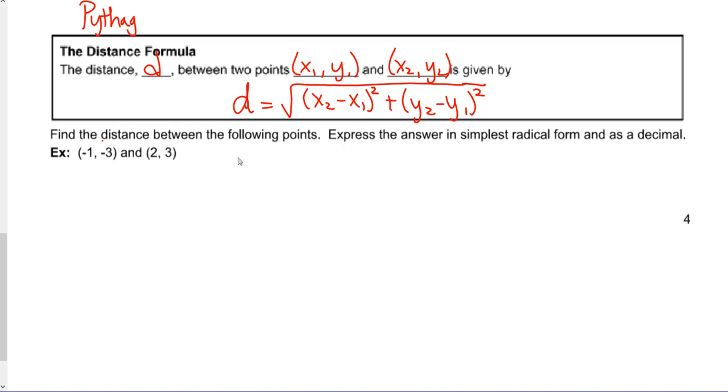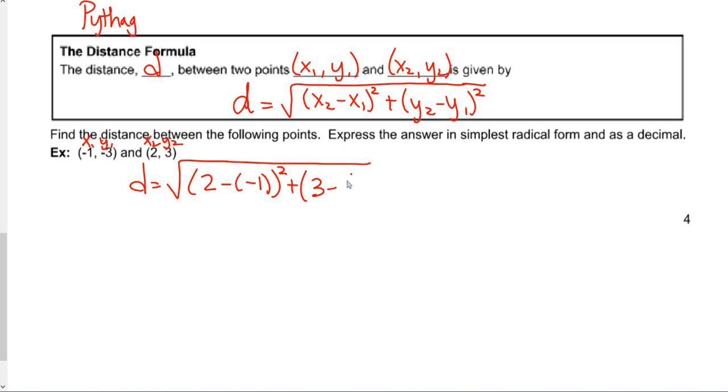So find the distance between the following points. Express the answer in simplest radical form and as a decimal. Okay, so we are going to look at doing the distance. And I'm just going to call this x1, y1, call this x2, y2, which we did a lot when we worked with slope. We're going to take x2 minus x1, so we're going to do 2 minus a negative 1 squared. Be careful with those negatives. Then I'm going to go 3 minus a negative 3 squared, but I have a plus in between there. And again, all I'm doing is plugging into this formula.